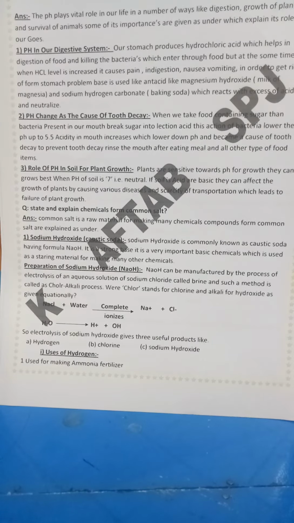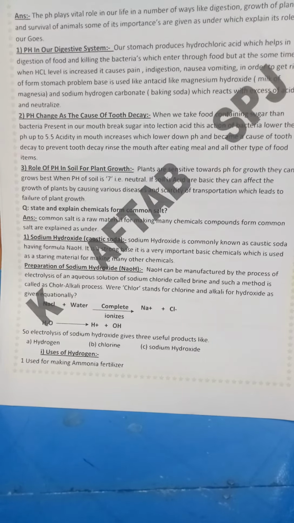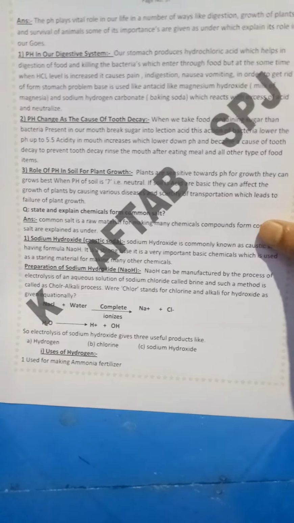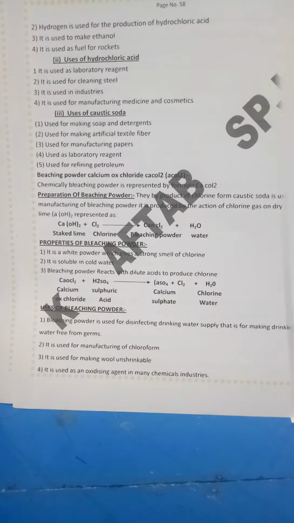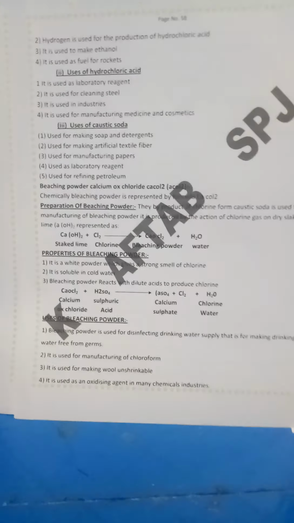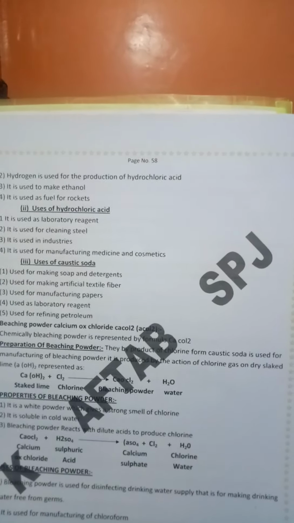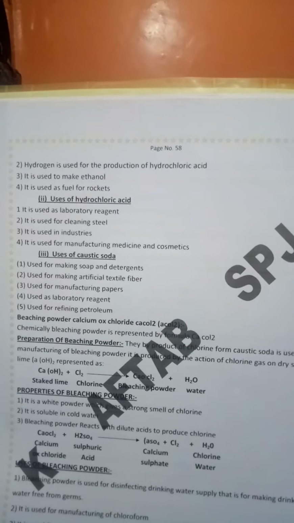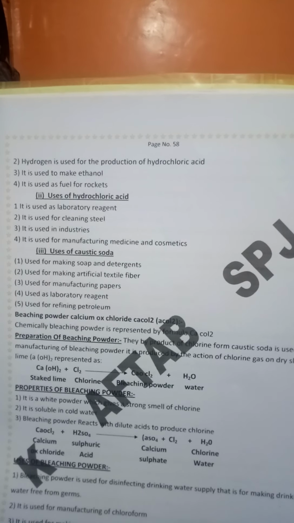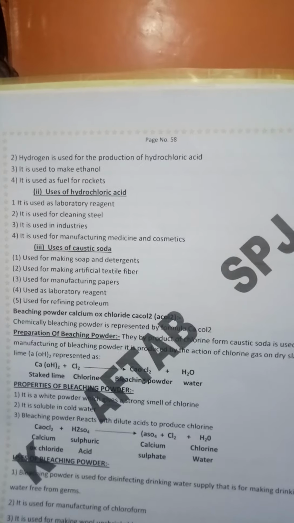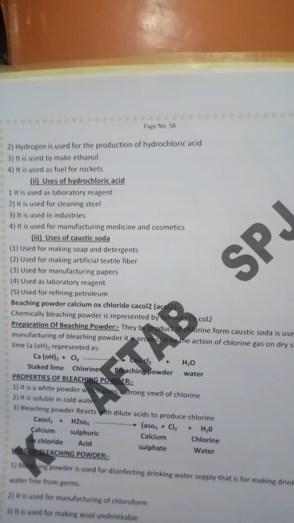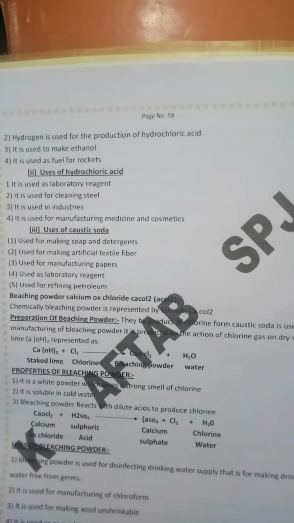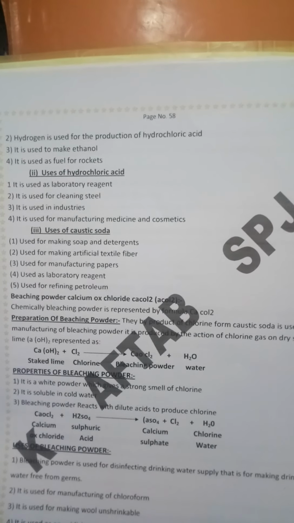Uses of hydrogen. It is used for making ammonia fertilizer. Fertilizer which is used to increase the fertility of soil is prepared from hydrogen. Hydrogen is used for the production of hydrochloric acid. It is used to make ethanol. It is used as a fuel for rockets. And uses of hydrochloric acid. It is used as a laboratory reagent in order to perform various laboratory tasks. It is used for cleaning steel.